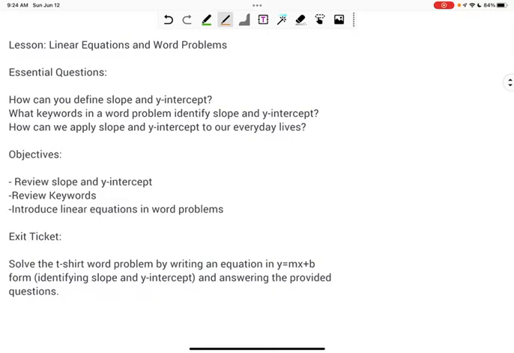Our objectives will be to review slope and y-intercept, review those strong keywords, and introduce linear equations in word problems. For our exit ticket, we will solve a t-shirt word problem by writing an equation in y equals mx plus b form, identifying slope and y-intercept, and answering the provided questions. Let's get started.